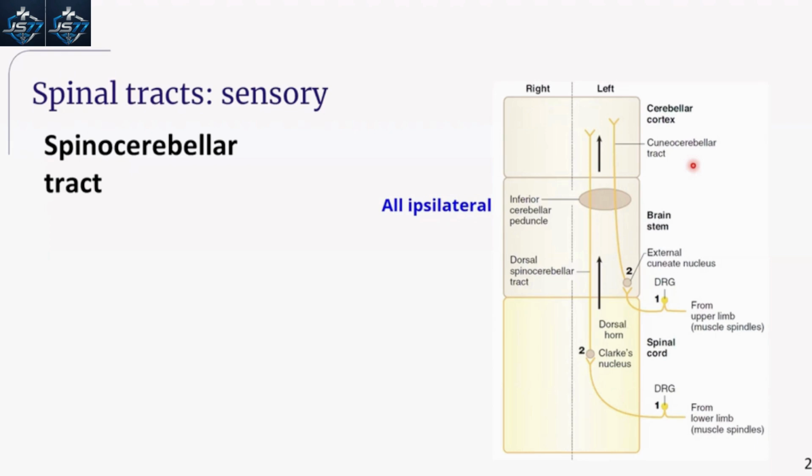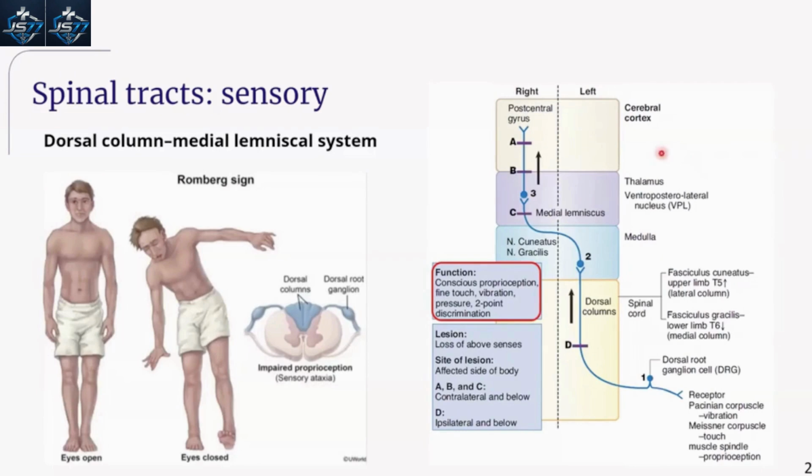Yes, so the Romberg sign is only positive for medial lemniscus or for A and B. Oh, do you mean the lesions? So the lesions over here, it really doesn't matter where the lesion is, as long as it's for the medial lemniscal system, you'll see Romberg. Could be above the decussation, could be below the decussation. It doesn't matter. Romberg sign is when this tract specifically is lesioned, not the spinocerebellar, not the corticospinal, not the spinothalamic, only this medial lemniscal system.